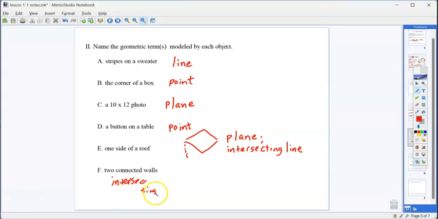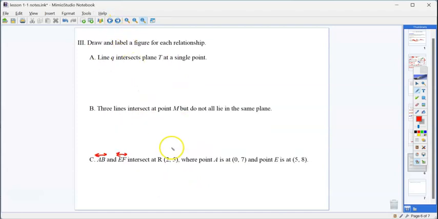Intersecting planes. Move that toolbar out of the way. Okay, that takes care of those examples. You'll see some of those on your assignment. And let's see what else we got.